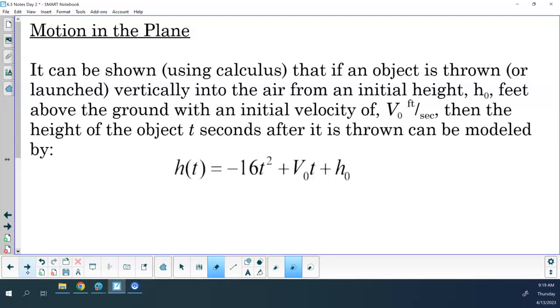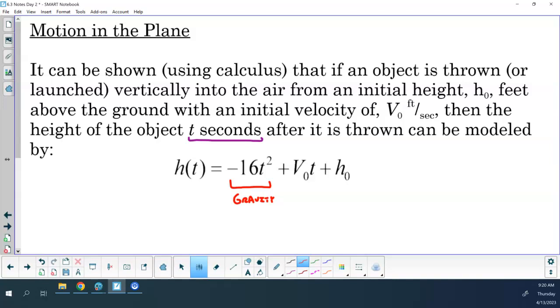So the height of that object can be modeled using this, which you've probably seen if you've taken a physics or an earth science or some kind of a class like that. So this negative 16 t squared, t, by the way, is time in seconds in this one. Okay? So t is in seconds. Negative 16 t squared, that's going to be the gravity part. That's what's going to slow it down. Okay?